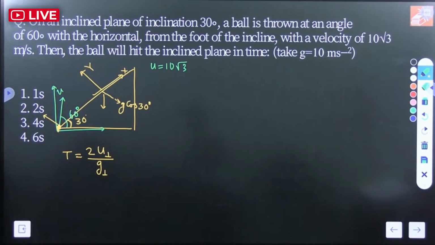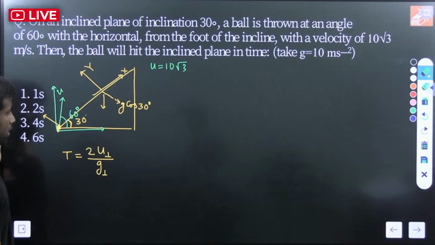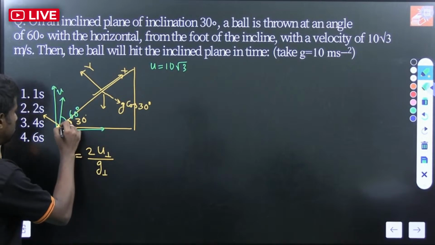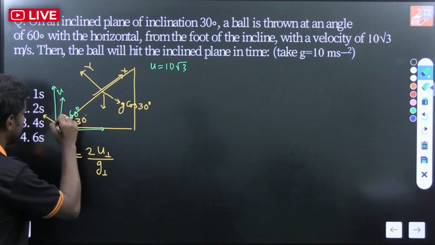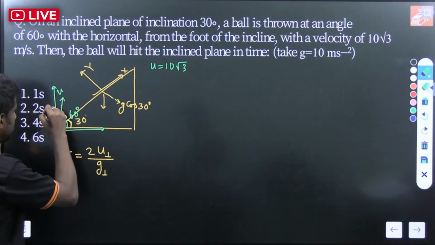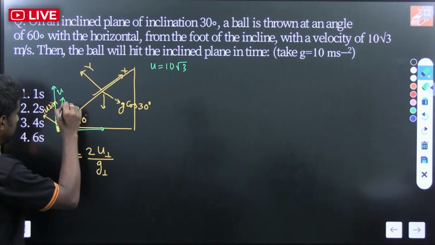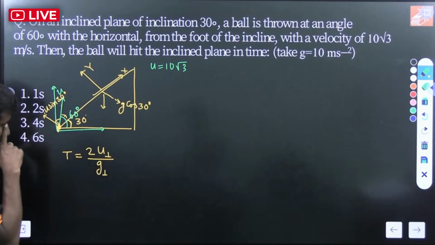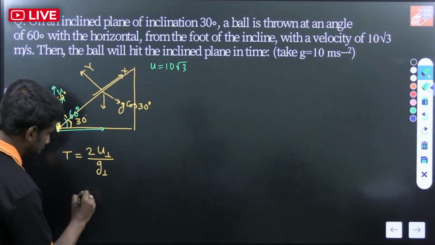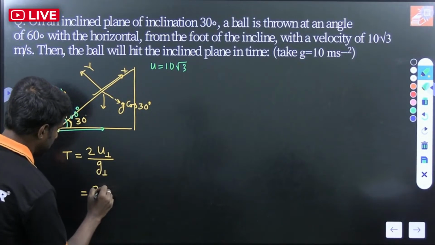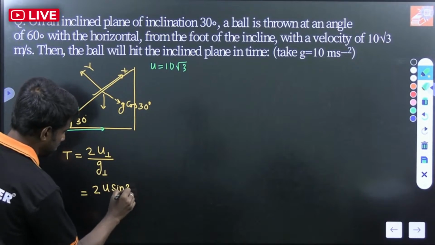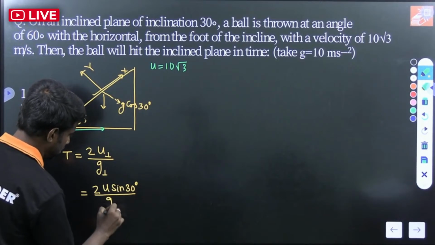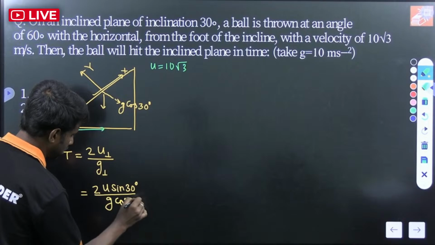And your u velocity will become the perpendicular component, so we can take this one our 30 degree here, so again this one is 60 degree, so u velocity along this will become u sine 30 degree here. So that means we are having 2 u sine 30 degree by g cos 30 degree.